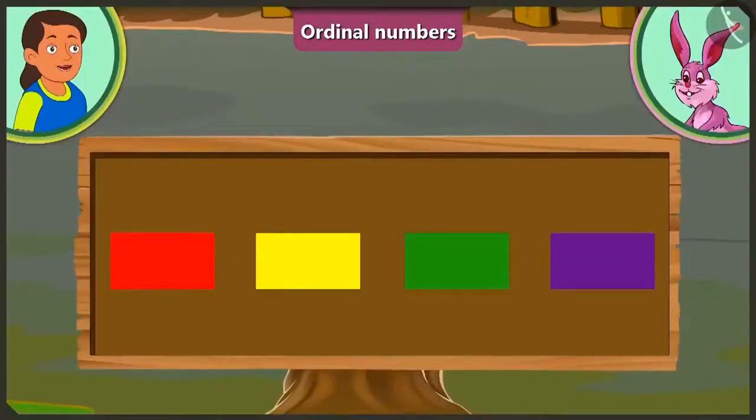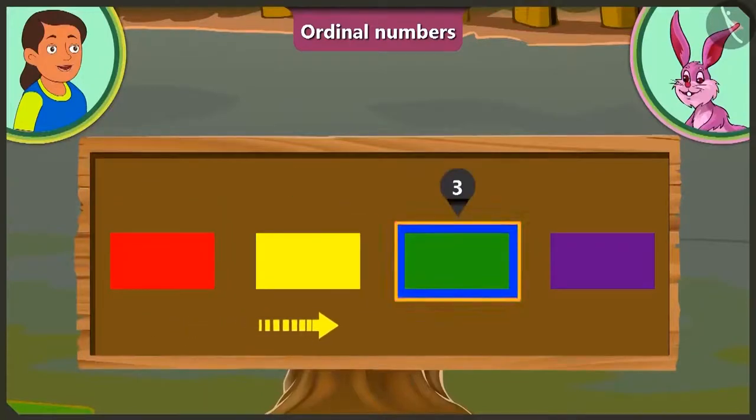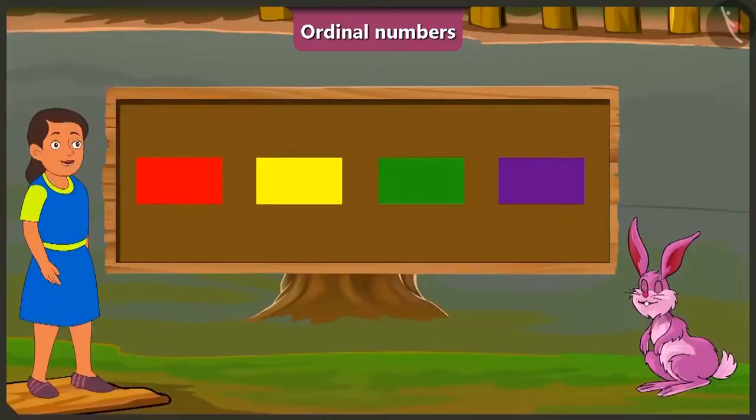This is very easy. 1, 2, 3. Here green is at position number 3. Look, Bubbly, we don't have to count the colors here. We have to tell the position of the colors.